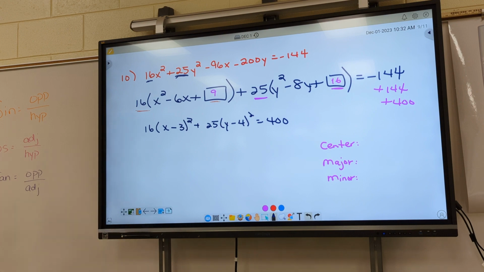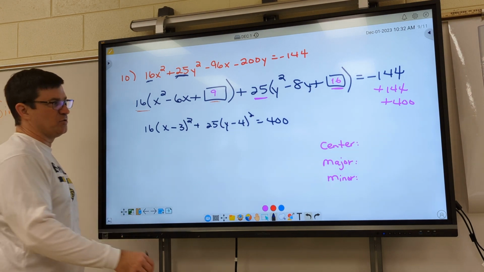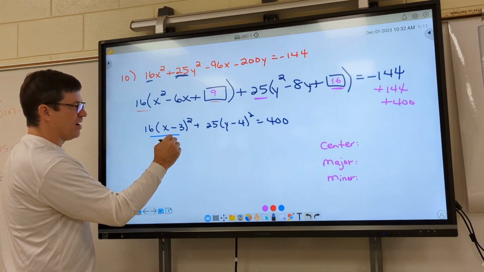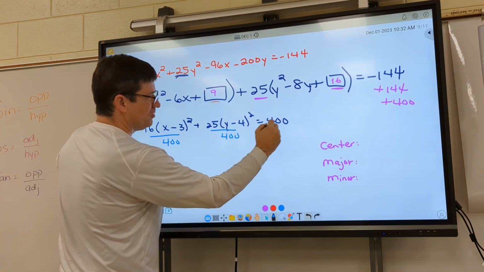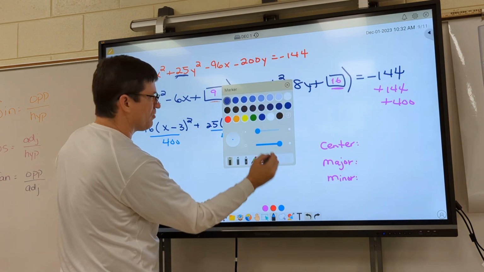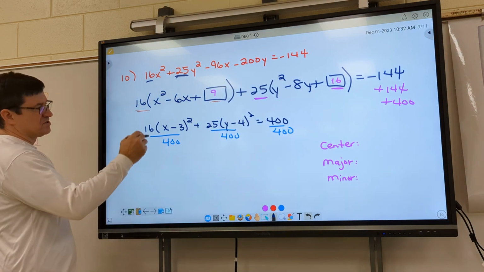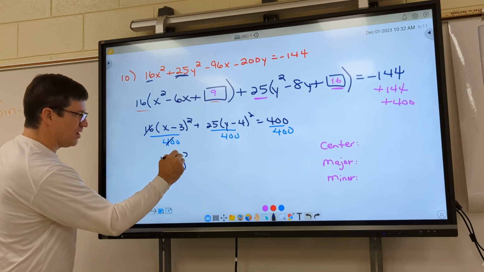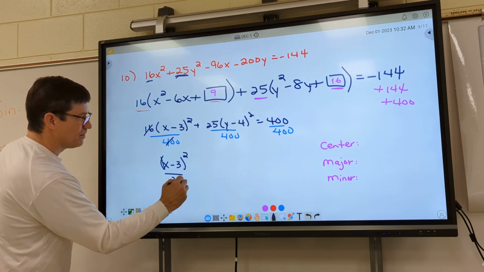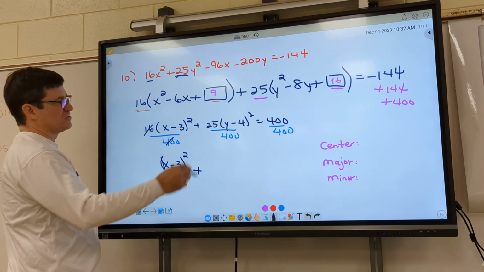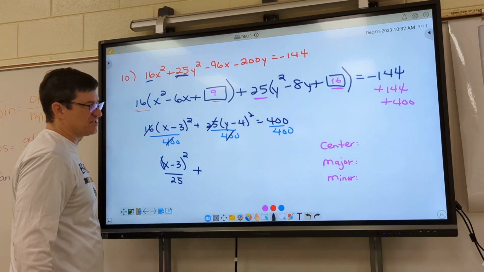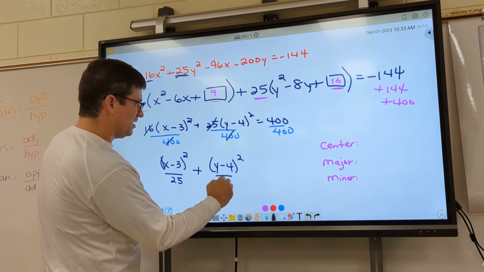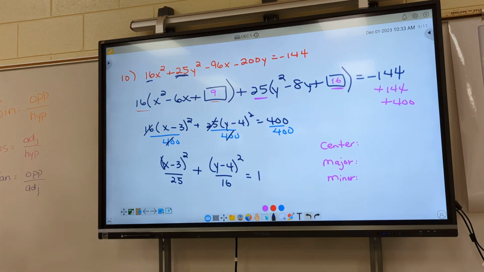All right, so just like we did on the last problem, what is the extra step we have to do if I want to make this number right here equal 1? I have to divide everything up here by 400. Now you can show this step or you can just go straight and write your answer, either way. But 16 goes into 400 25 times, so that'd be (x minus 3) squared over 25. 25 goes into 400 16 times, so that'll be (y minus 4) squared over 16 equals 1. Now we can write our answer.